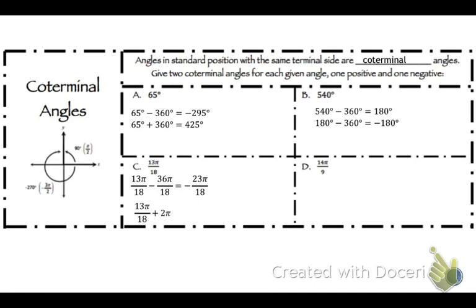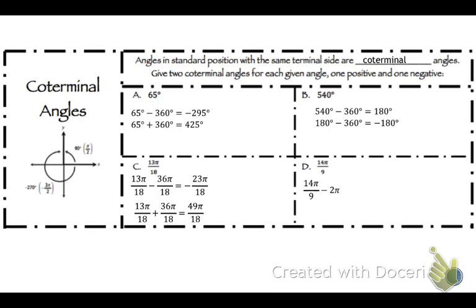For this one, I'm going to add 2 pi, so over 1, get a common denominator. So we're adding 36 pi over 18, so that's going to be 49 pi over 18. Okay, one thing to remember, if the problem starts in radians, it needs to end in radians also. Your answer needs to be a radian.